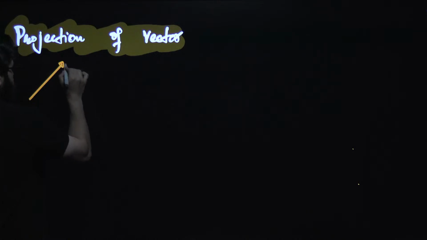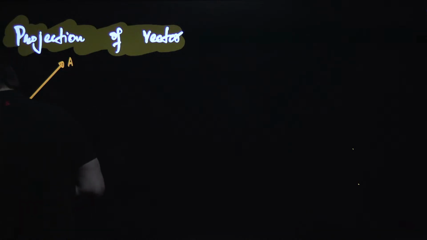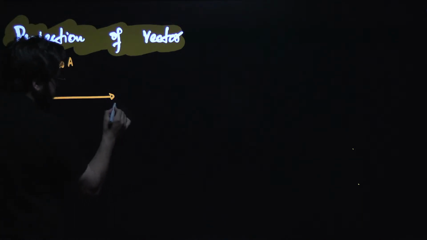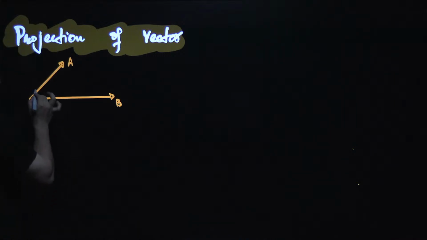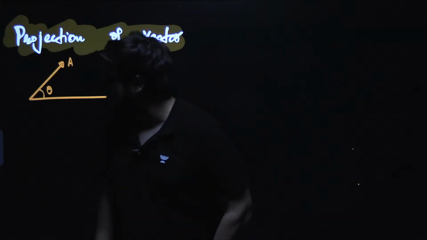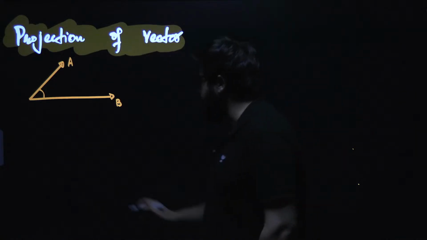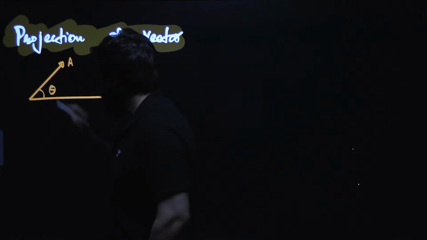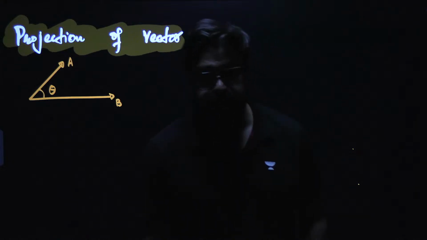Guys, let's suppose we have a vector over here, and this is the vector A. And I have another vector over here. This is the vector B. And this is the angle theta over here.